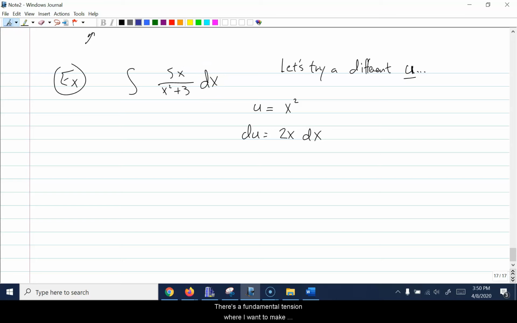There's a fundamental tension where I want to make my u something really big, because the more I soak up with the u, the simpler the new problem will be. But usually, when I make a really big u, I'll get a really big du that's not all there to solve.